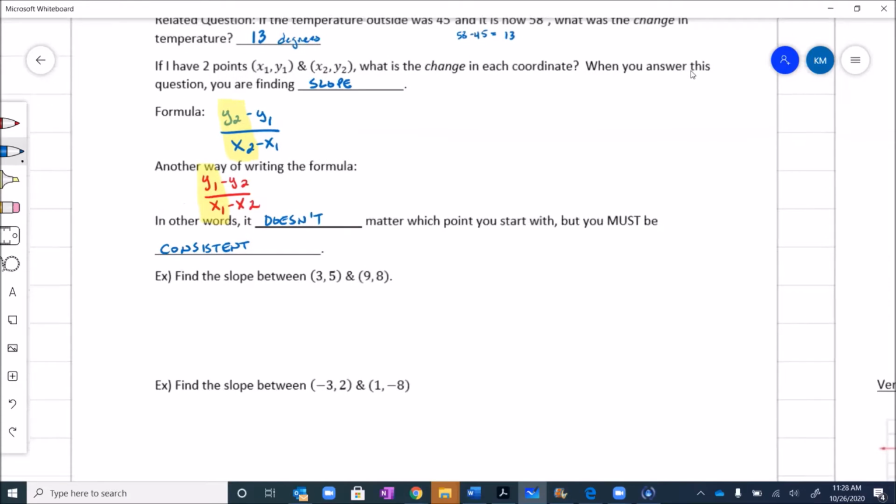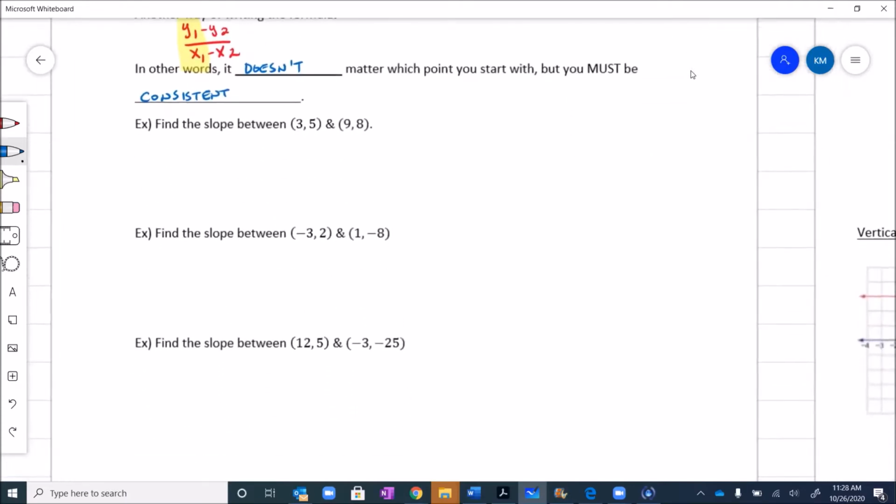It says find the slope between 3, 5, and 9, 8. Okay, so as I set this up, I always think it's a good idea, especially in the beginning, to label your points x1, y1, x2, y2, and then follow the formula. y2 minus y1 over x2 minus x1. Okay, all that from those points. 8 minus 5 is 3, 9 minus 3 is 6.